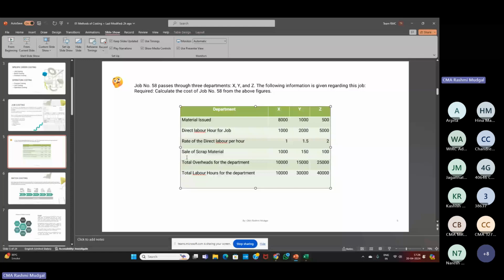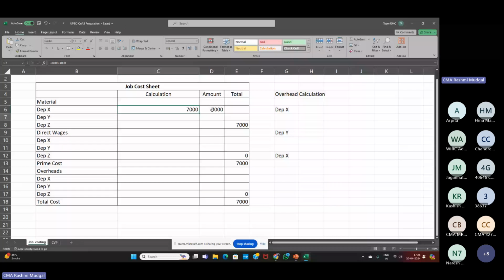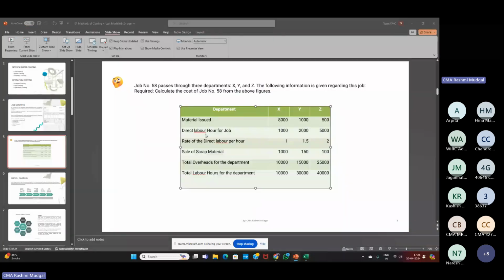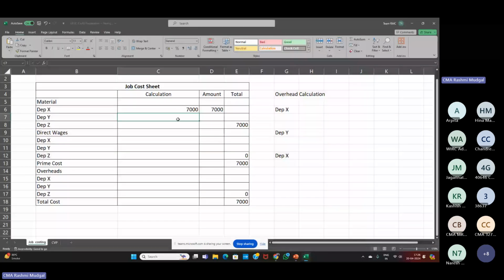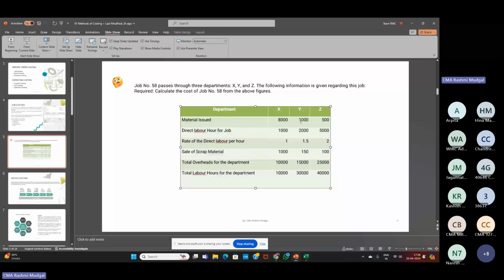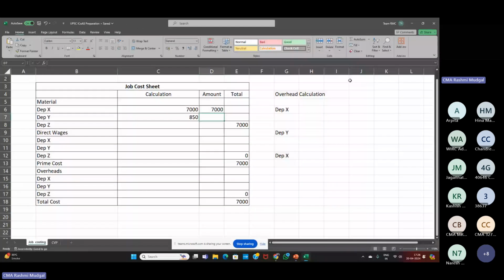Next is department Y. The scrap sold is 150. So here also I will take 1,000 minus 150. Here I can see the calculation that I have issued raw material of 1,000 and sold scrap of 150. So I have spent only 850 for the material in department Y.